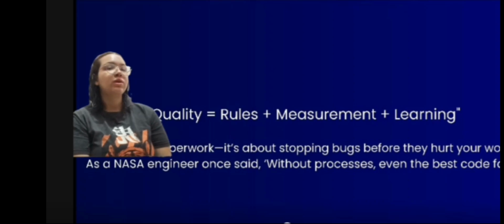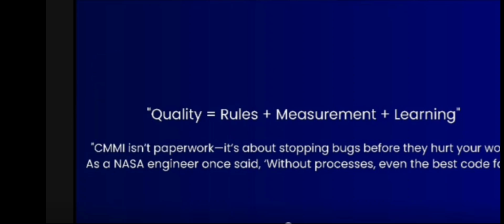Quality means rules plus measure plus learning. CMMI isn't paperwork. It's about stopping bugs before they hurt your work. And as a NASA engineer once said, without process, even the best code fails.